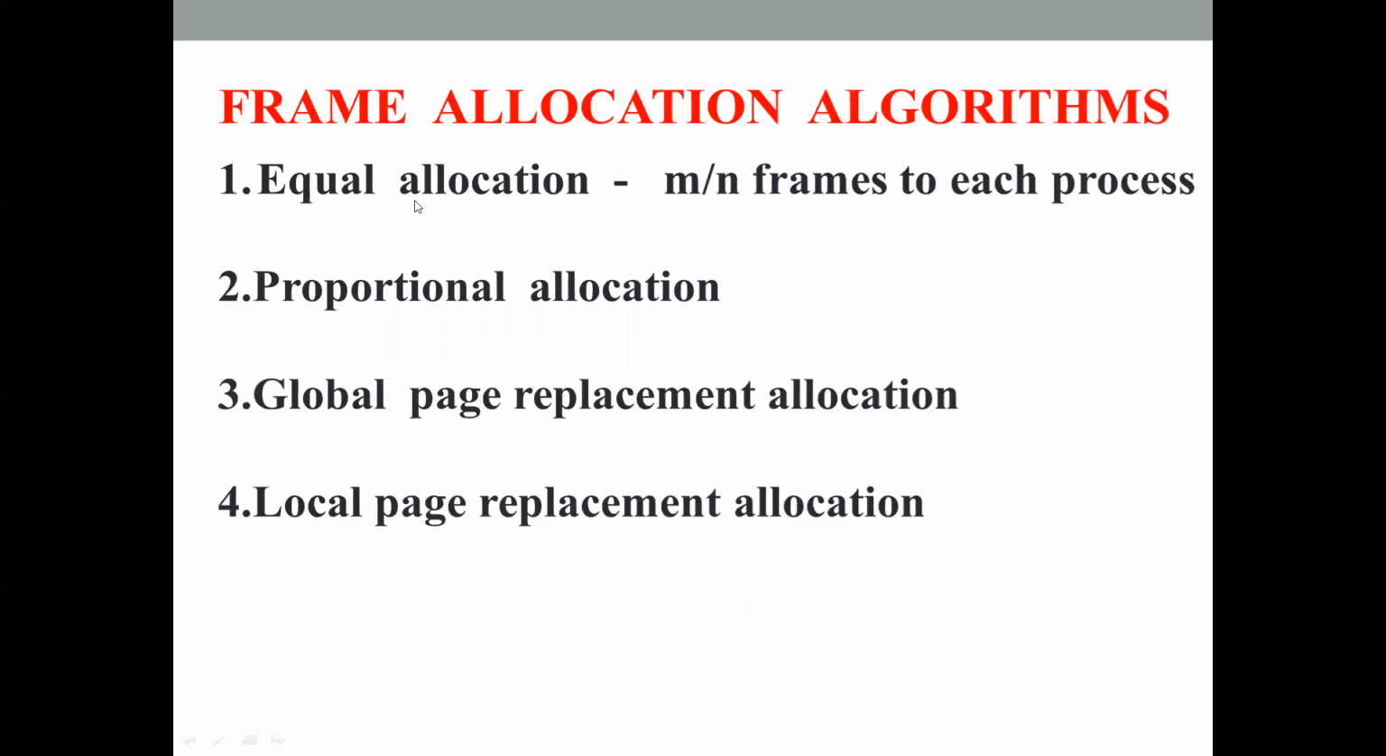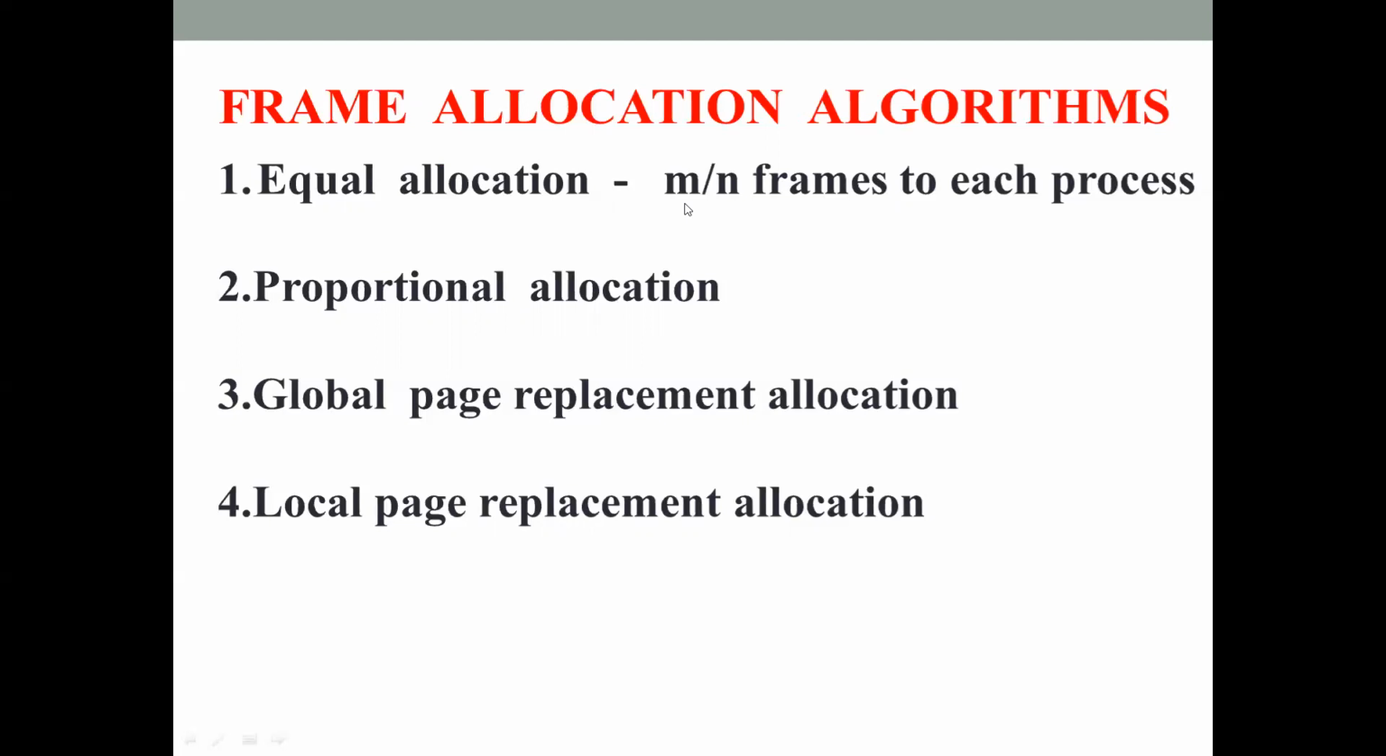Now first is the equal allocation algorithm. What is this equal allocation algorithm? As the name says, let's assume that you have n processes in the system and we have m frames. Then we allocate each of these m frames to the n processes by dividing them equally among the processes. So each process will get m by n number of frames.